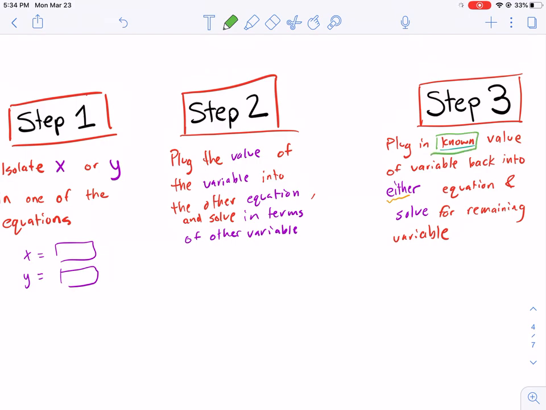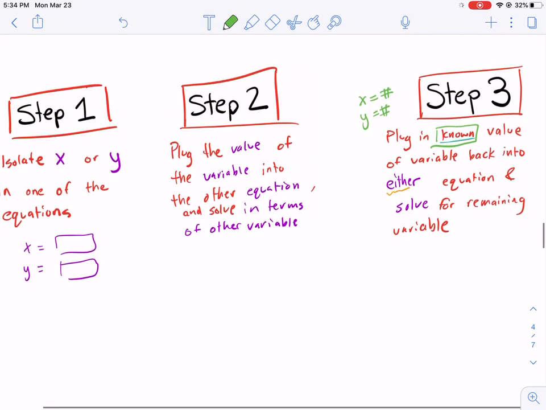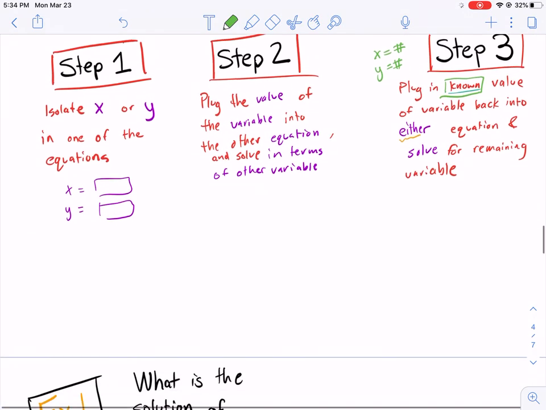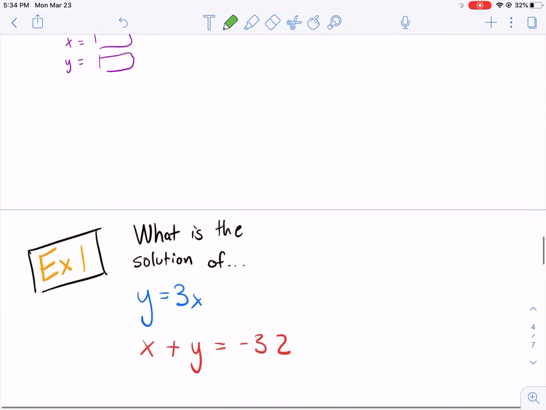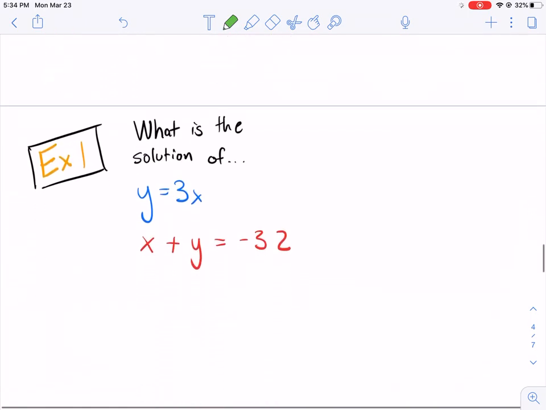Once you have, and that means x equals a number or y equals a number. Okay, no variables. Once we have a known value, that means it's going to be an integer, a decimal, a fraction, something, but it's not going to have a variable in it, okay? And once we have that, we're almost done. So let's go ahead and apply these principles in example one.